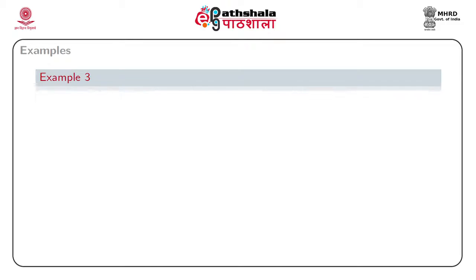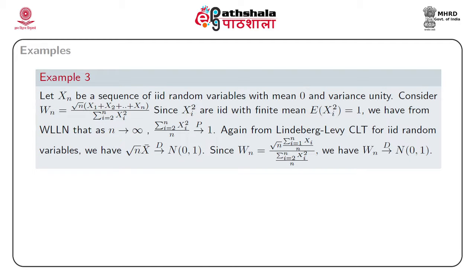Consider our next example, that is example 3. Let Xn be a sequence of IID random variables with mean 0 and variance unity. Consider a new random variable Wn defined by square root of n summation i from 1 to n Xi, whole thing divided by summation i from 2 to n Xi squared. As earlier, Xi squares are IID with finite mean unity, and therefore it follows from the weak law of large numbers that as n tends to infinity, summation i from 2 to n Xi squared, whole thing divided by n, converges in probability to 1, which is non-zero.